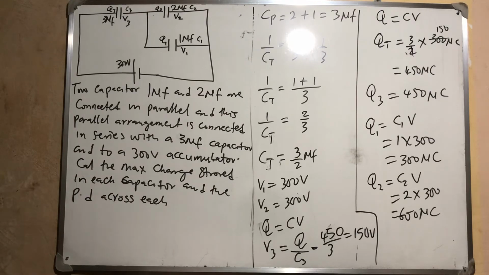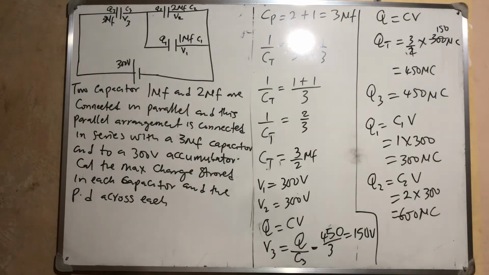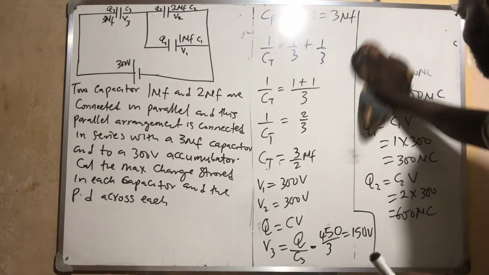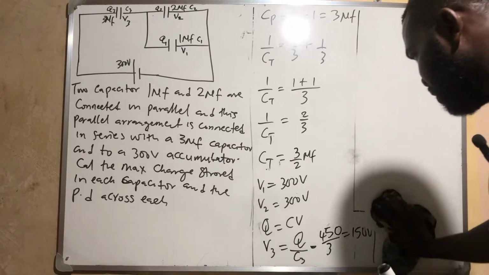How did I get my total charge? 450 coulomb is my total charge. Okay. So what about... Oh, sorry. This is not correct. There is a mistake somewhere. And what is the mistake? Sorry. Let us calculate again.